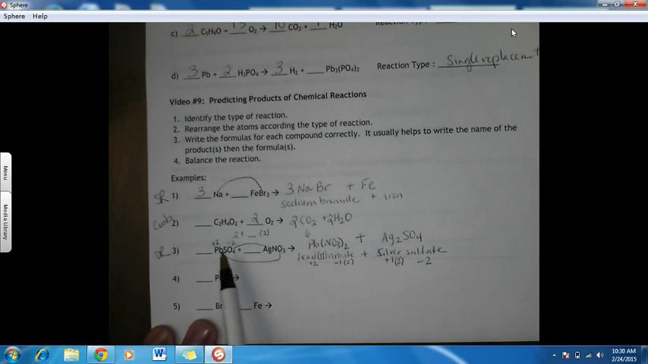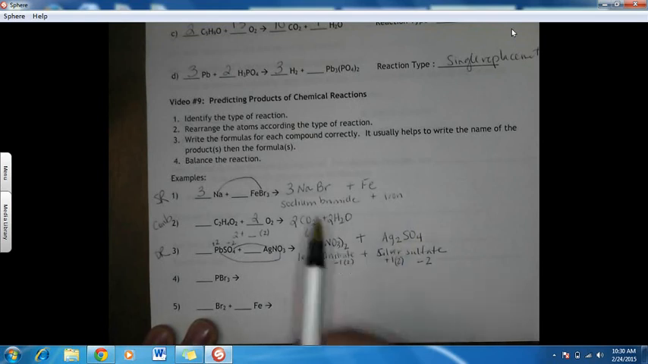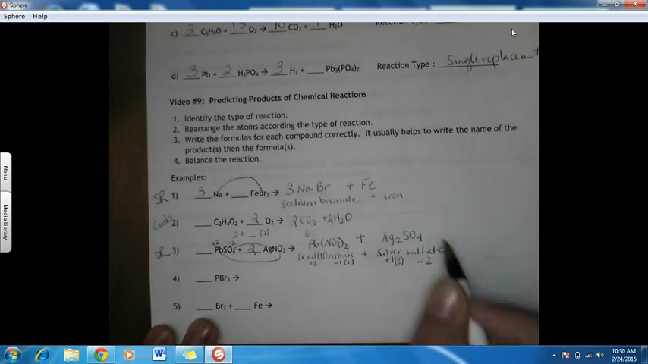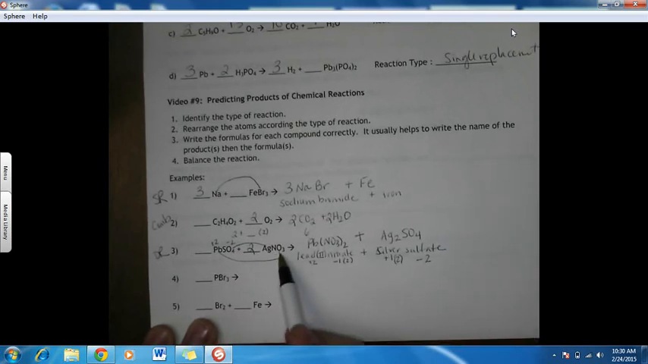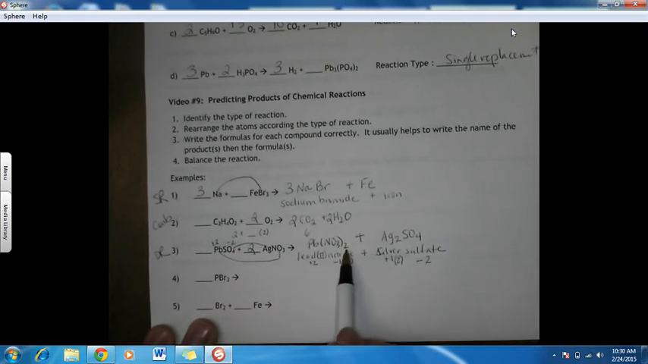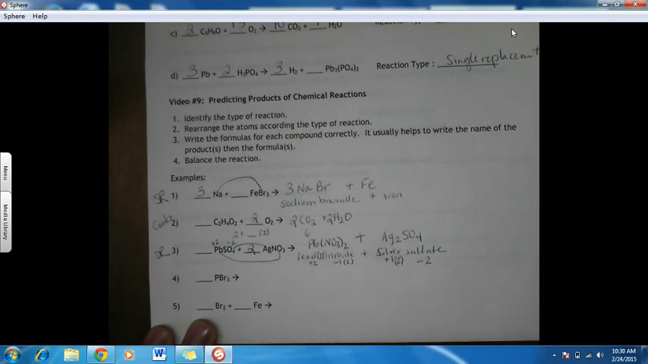Now we balance. 1 lead, 1 lead. 1 sulfate, 1 sulfate. 1 silver, 2 silvers. So we multiply this by 2. Which means we have 2 nitrates, but that's alright because we have 2 nitrates there. And so this would be complete.